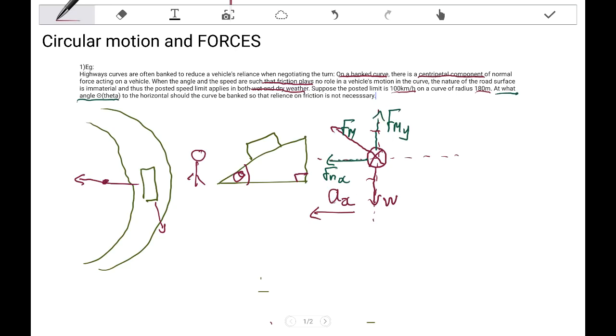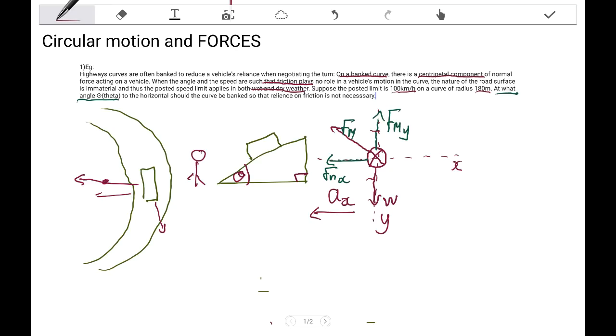So I have only the x component of acceleration pointing in this direction. Remember that this is x, and that's y. So my acceleration points in the x direction. What's going to happen here is that this acceleration is at the same time called the centripetal acceleration.